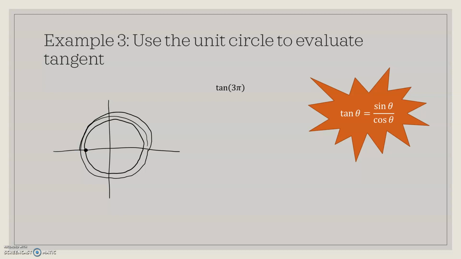Okay. So then the ordered pair when we're over there on the unit circle is negative 1 comma 0. So tangent of 3 pi would be sine of 3 pi, which would be the y-coordinate, divided by cosine of 3 pi, which would be the x-coordinate. So it's going to be 0 over negative 1, which means tangent of 3 pi is 0.